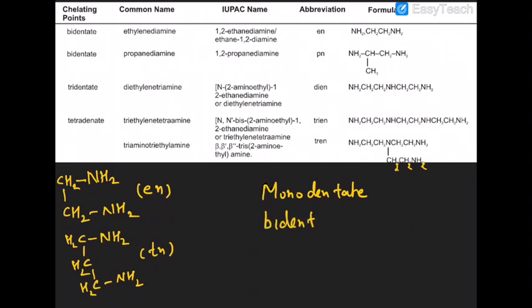Bidentate means the ligand which will give electrons through two atoms, like en is there. Two nitrogen can give you electrons, so they are called bidentate. Its name is ethylene diamine. Abbreviation is en. Are you getting that?